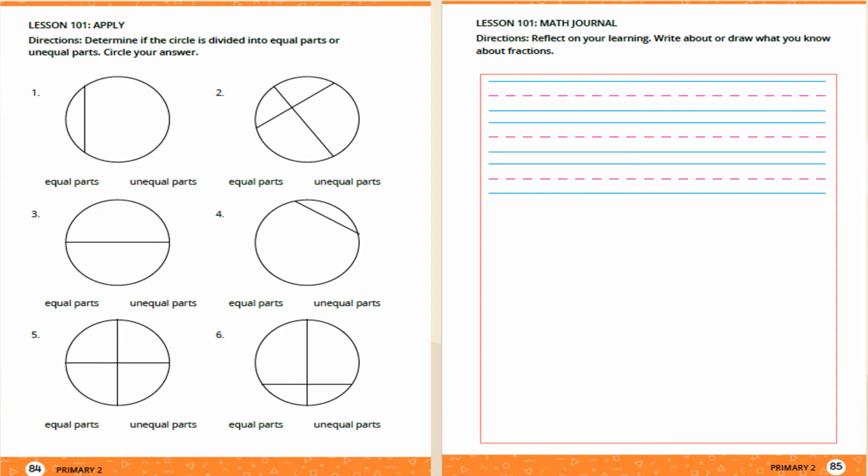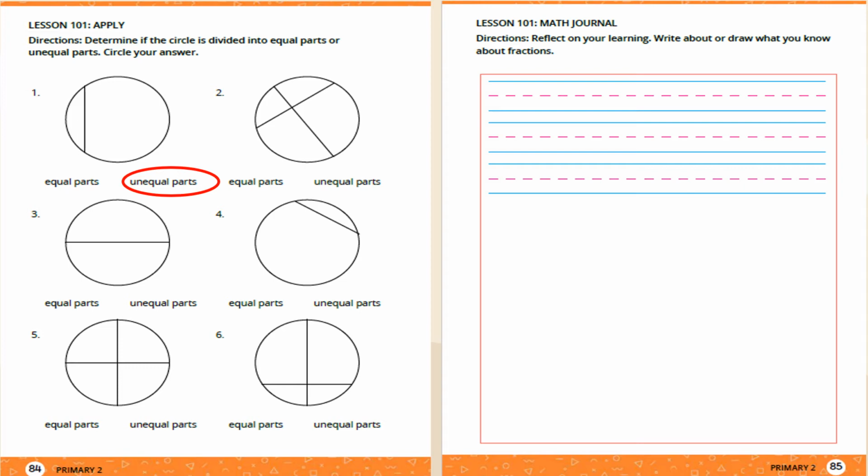Here I will choose the correct answer. I will say if the shape has equal or unequal parts. So in the first one I have a circle. Is this shape equal or not? So the answer will be unequal. Unequal, because if equal, like this, from here, this part is not equal to this part.